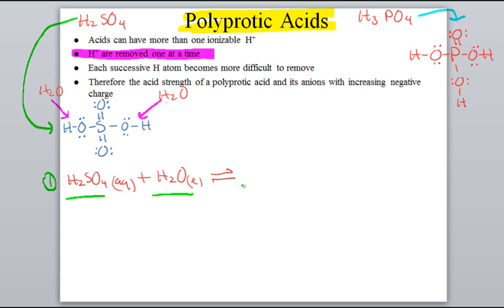So, go ahead and pause the video and complete this reaction with sulfuric acid reacting with one water molecule. Unpause the video when you're ready to check your answer.